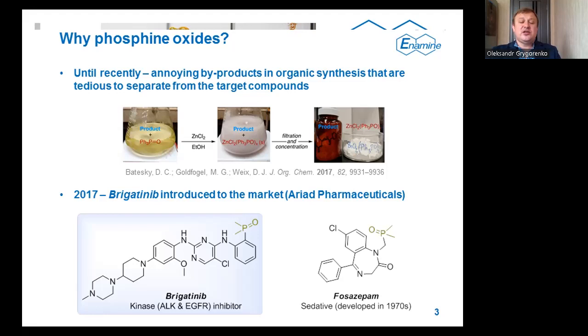The game changer in this situation was the discovery and development of brigatinib, an anti-cancer agent which was introduced into the market in 2018 by Pharmaceuticals. Apart from this compound, I must say that there are many more, and one of the first examples was registered as early as the 1970s. This is a sedative drug, fosazepam. Therefore, these compounds indeed might have been interesting for medicinal chemistry.